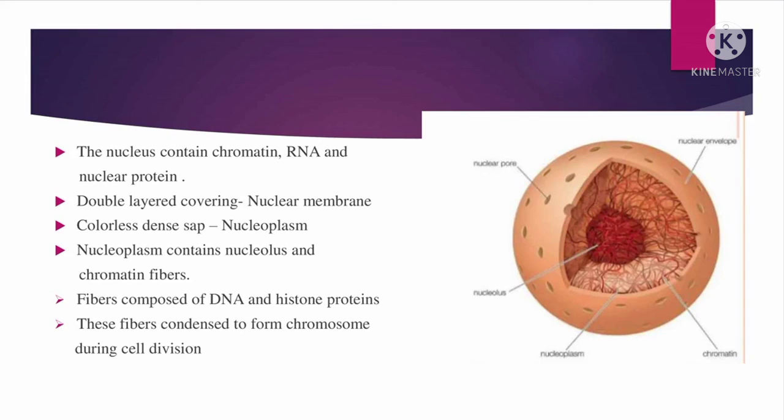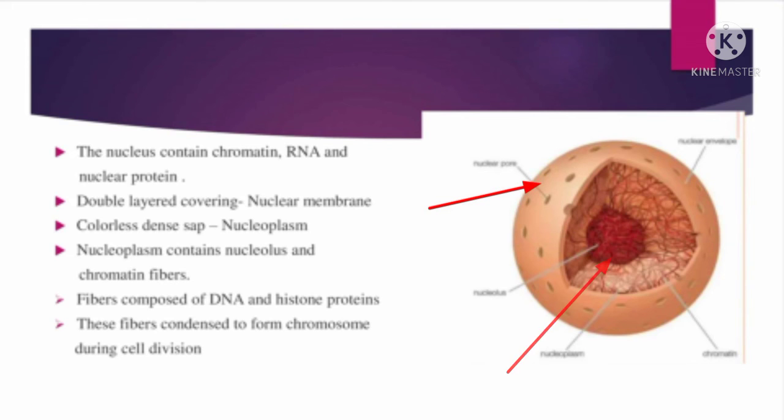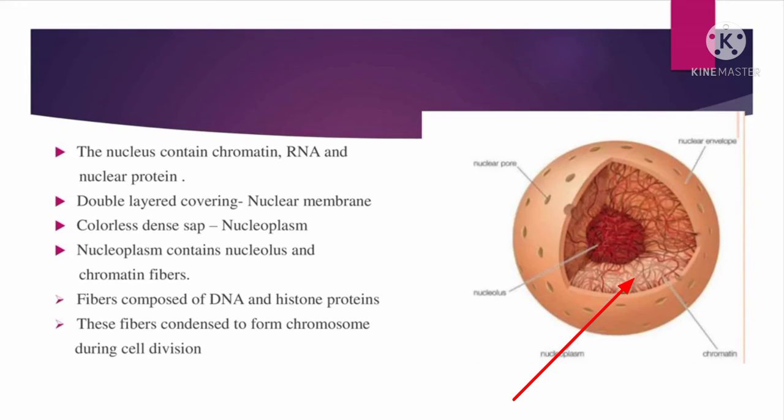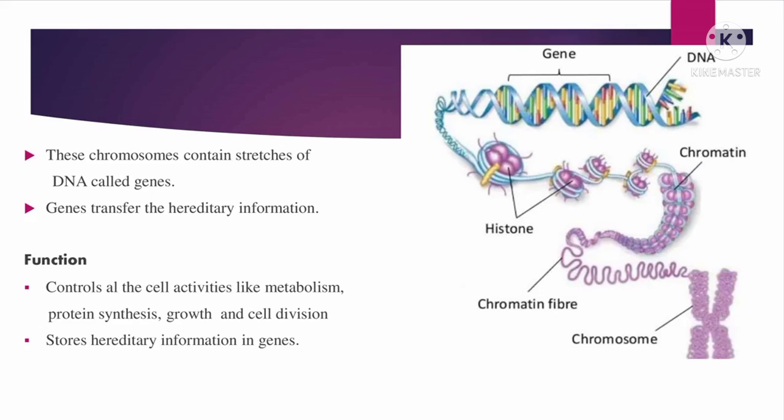Another spherical structure which can be seen inside the nucleus is called the nucleolus. Inside the nucleus, a fluid is present called nucleoplasm, like the cytoplasm present in the cell. In the nucleoplasm, there are some small thread-like structures called chromatin, and this chromatin condenses to form chromosomes. These chromosomes contain stretches of DNA called genes, which store the hereditary information that is transferred to the next generation.